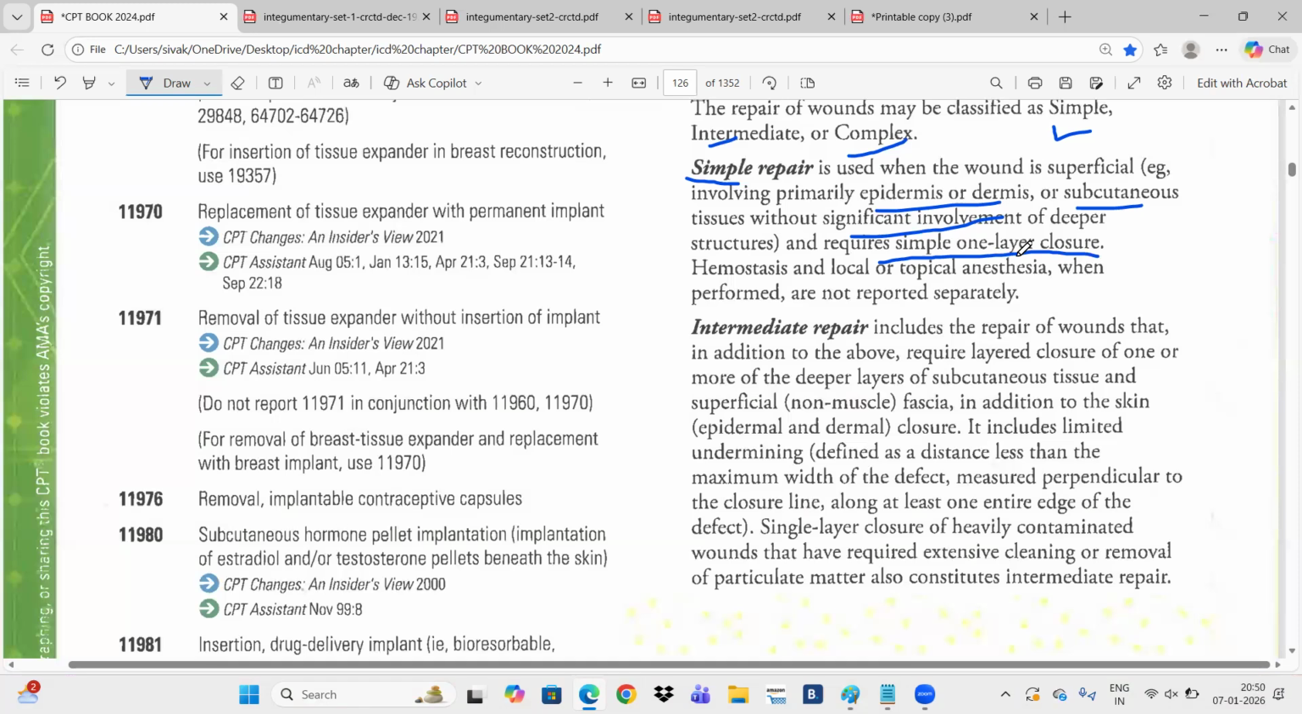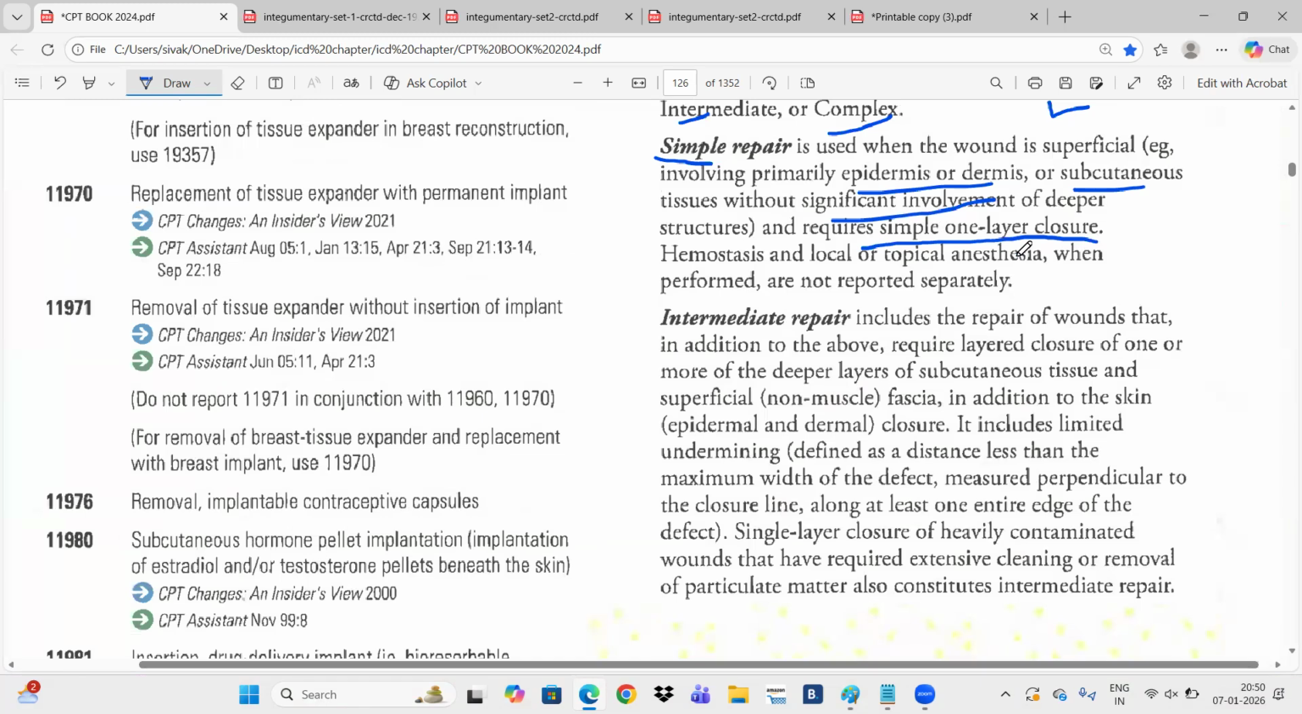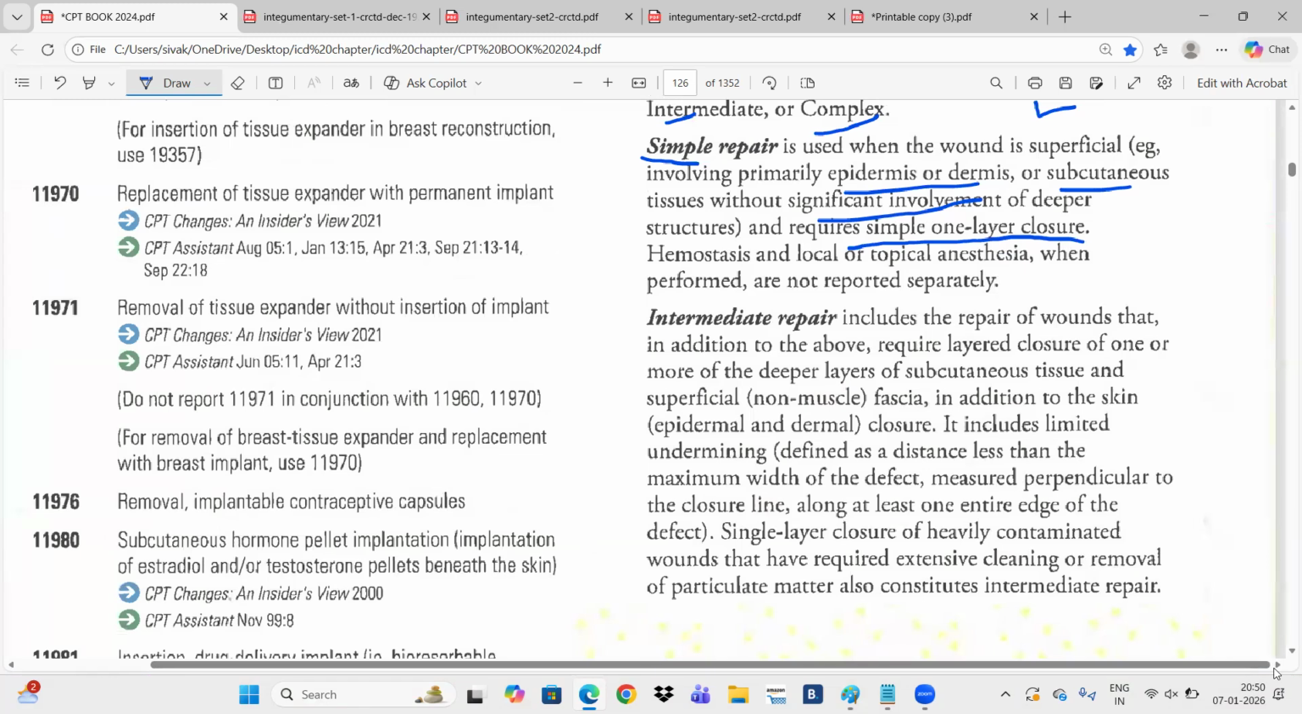Then intermediate. Here check the depth: subcutaneous tissue, deeper layers of the subcutaneous tissue, then non-muscle fascia, or if they did a layered closure, required a layered closure. If you see this word, layered closure, consider it as intermediate repair, or two-layer closure, or multiple layer closure, also intermediate.